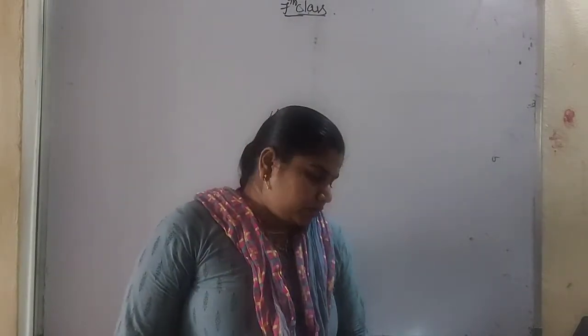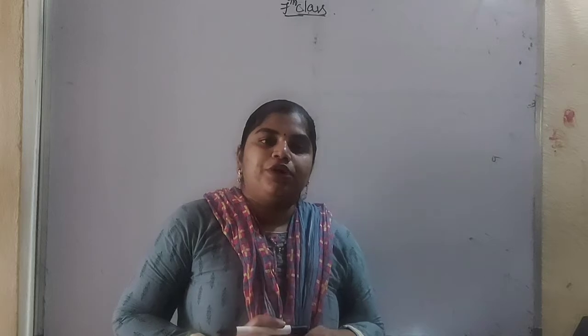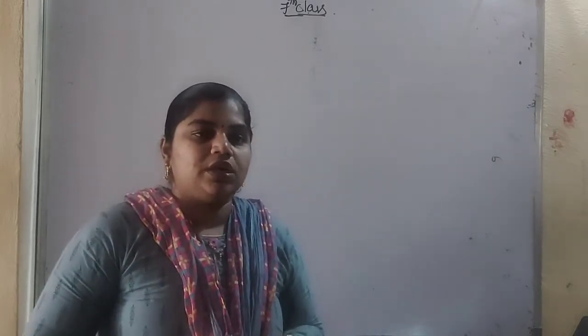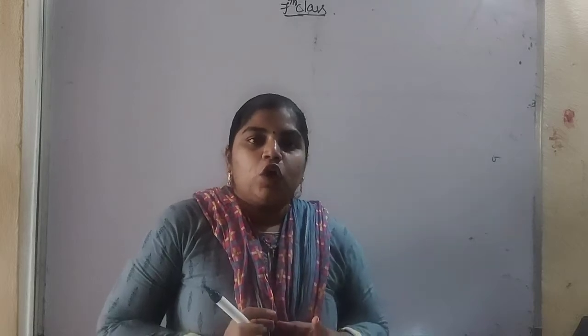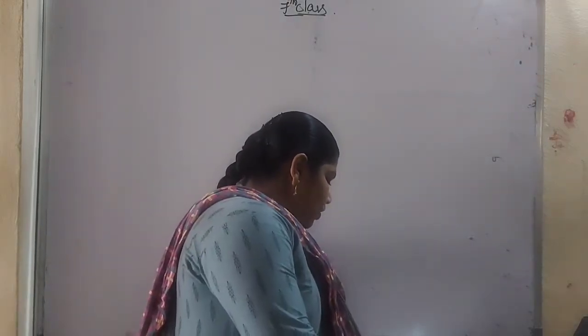So good morning everyone. In last class we discussed the quadrilateral chapter, and in that we learned what a quadrilateral is, what the parts of a quadrilateral are, and also the angle sum property, that is, the sum of the four angles will be equal to 360 degrees. We also learned that there are two different types of quadrilaterals, one is convex and another is concave.